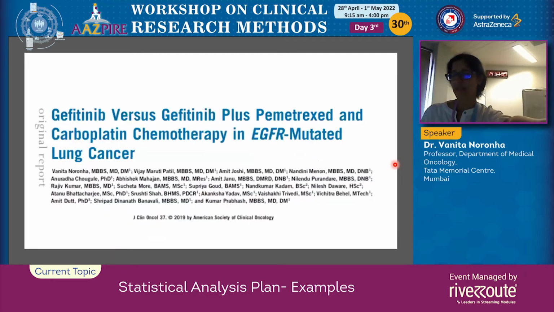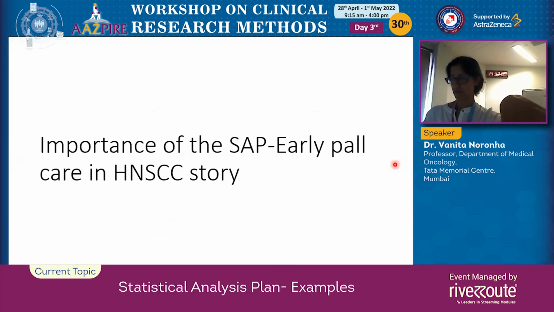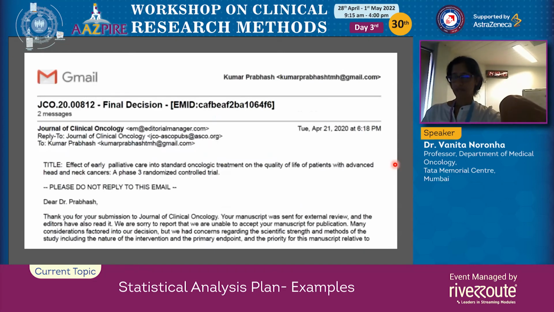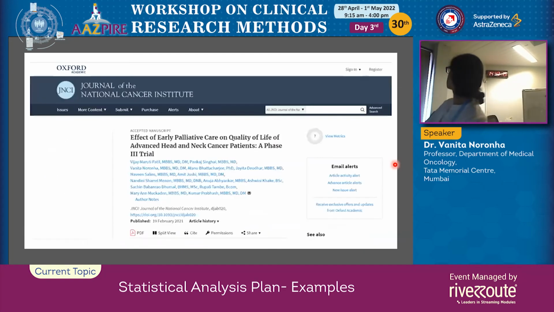So it eventually didn't get published in NEJM. It got published in JCO. NEJM has an impact factor of about 100, I think 95, and JCO is 50. So that's again the importance of putting a proper statistical analysis plan. And early palliative care, I think I'll skip that because we need to get on.